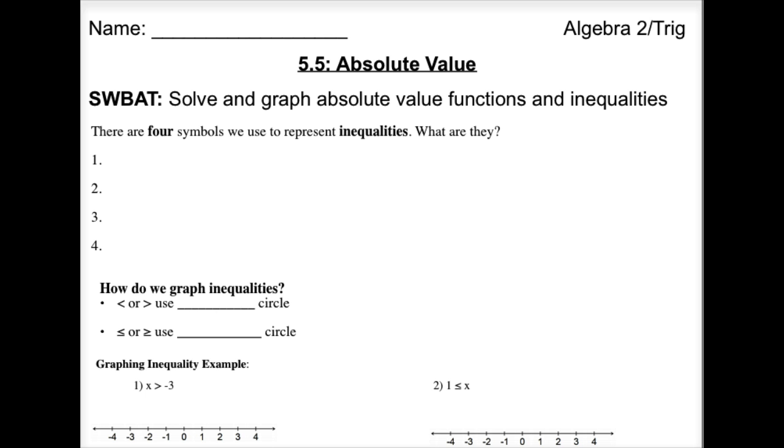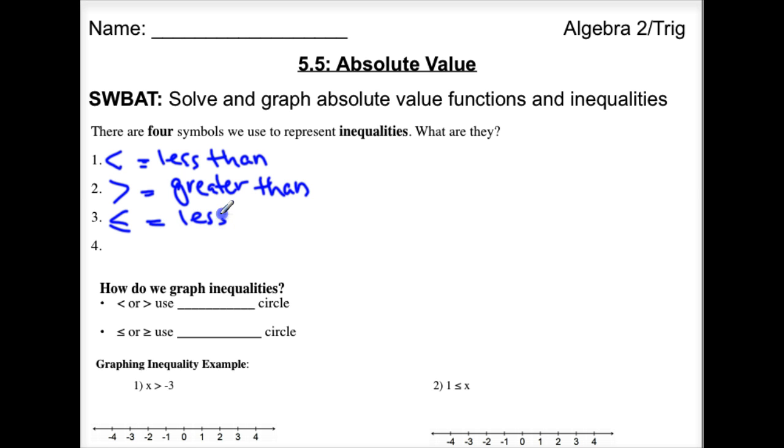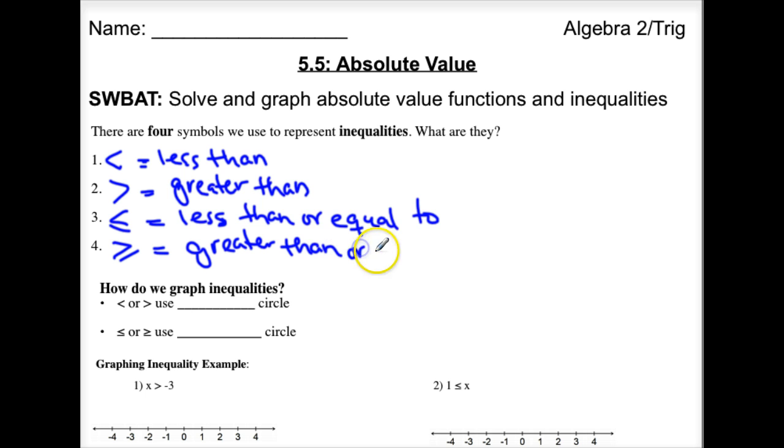As we all know, there are four symbols for inequalities. What are they? The first one is my less than. Second is my greater than. Then we have less than or equal to, then I have my greater than or equal to. How do I know to read this?